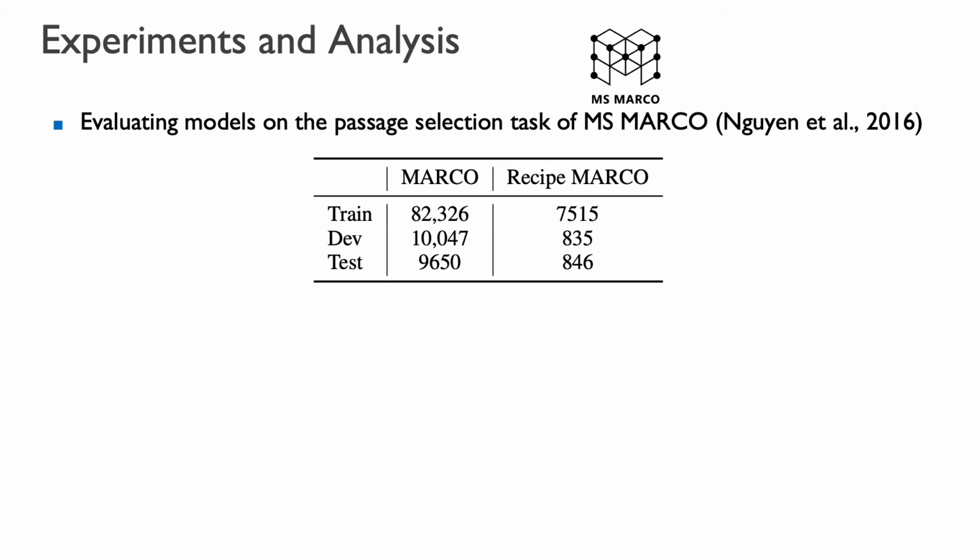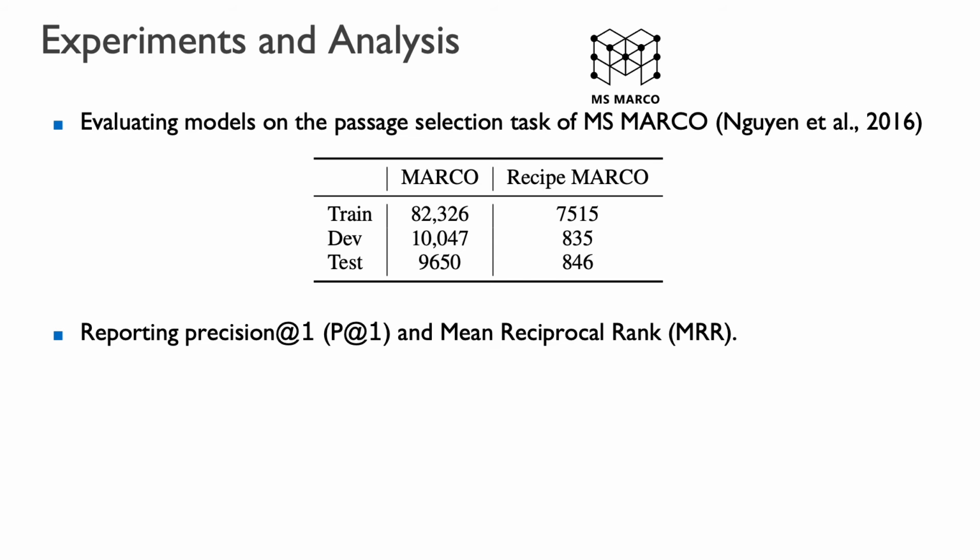Next, I will introduce our experimental results. We did the evaluation on the passage selection task of the MS MARCO dataset, which was published in 2016. We also did the evaluation on the subset of MS MARCO which explicitly contains the questions regarding recipes. We show the statistics for the training, development, and test sets in this table. As for the evaluation metrics, we report the precision at 1 and mean reciprocal rank for the performance of each question answering model.